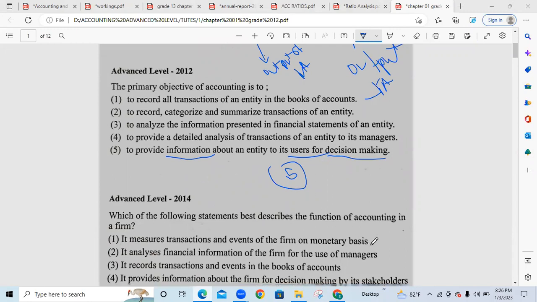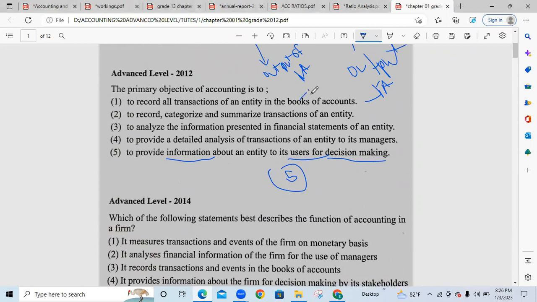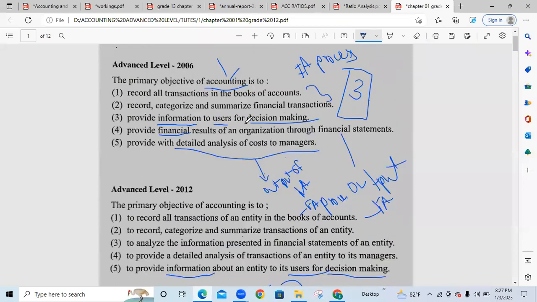Why not the first 4? Guys, record all transactions in the books. It's a financial accounting process. Yes, very good. Next one, to record, categorize. Again, it's the same thing. Financial accounting process. Do you compare and see? The past paper, it's the same.